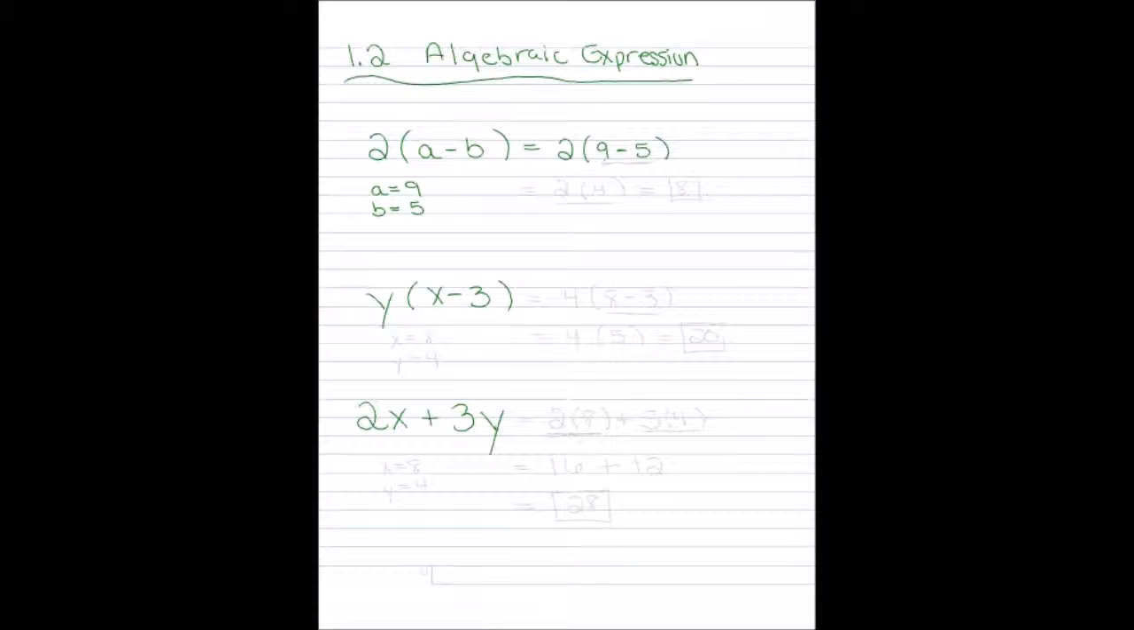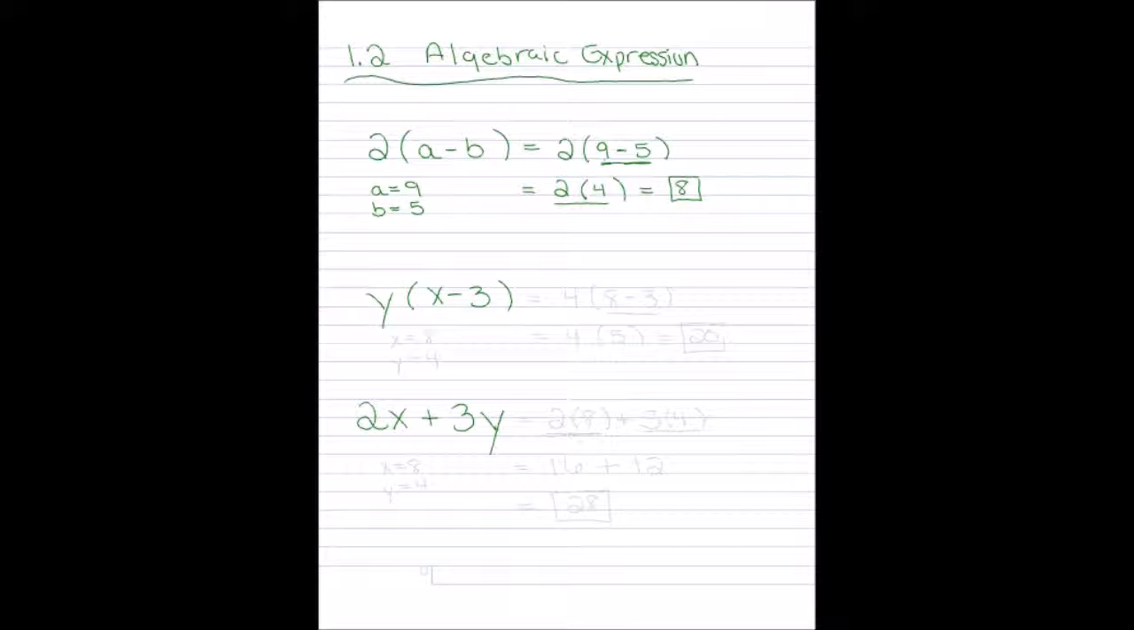Remember what evaluate means. It means just to find a solid number. So you want to combine this using order of operation. Combine it as much as you can. So you do parentheses first. 9 minus 5 is going to give you 4. And then you do the multiplication. That's going to give you a value of 8. And this is the answer.